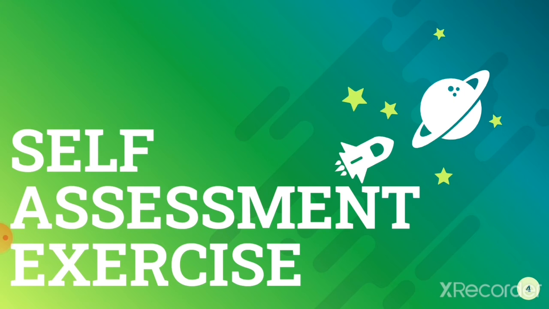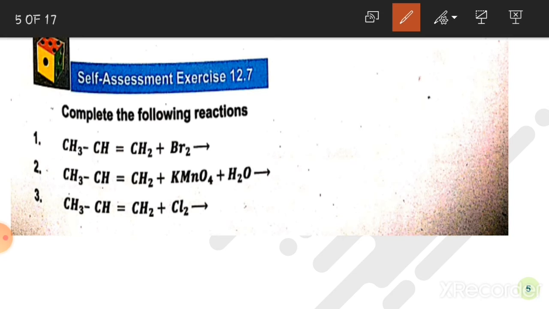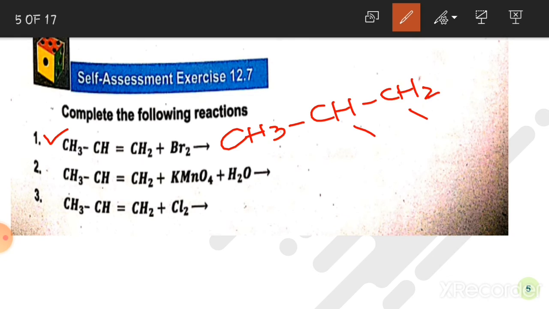Now let's do a self-assessment exercise. We have to complete the following reactions. In the first reaction, we are given propene and we have to react it with bromine. Now first, there will be the opening of the double bond, and since this is a bromine molecule, here two bromine atoms are present, so one bromine atom will get attached to each carbon atom that are adjacent to each other. So this is an addition reaction of an alkene.